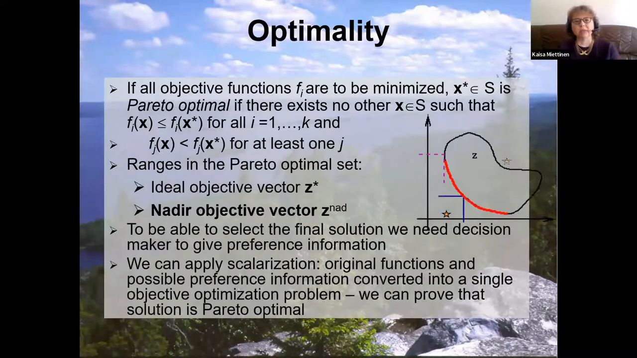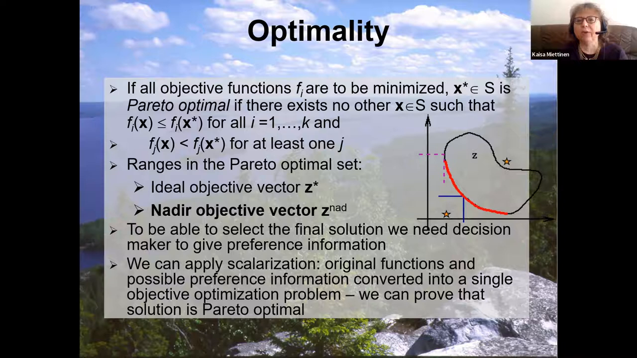And in the presence of multiple conflicting objectives, as said, we cannot optimize all functions simultaneously. We need to make sacrifices in one function to be able to improve the other. And that's why we define optimality by saying that a solution is Pareto optimal if there does not exist any other solution where one can improve all the objectives without impairing at least one of the others.